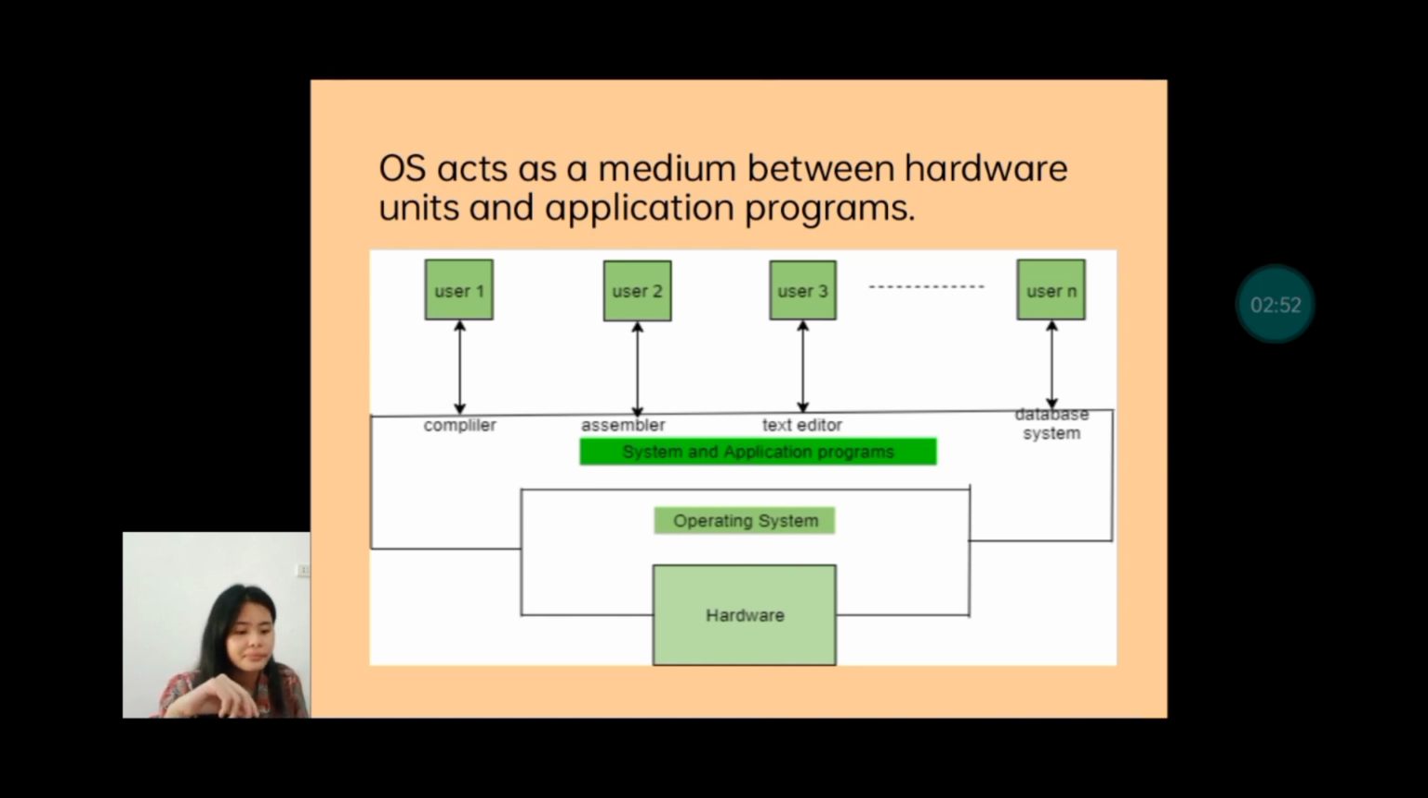Application software or programs are used by users to perform a specific task, like MS Word, VLC Media Player, etc. And system software is used to manage the system resources, like compiler, assembler, and text editor, etc. So, the operating system is used for the communication of this software with the hardware.